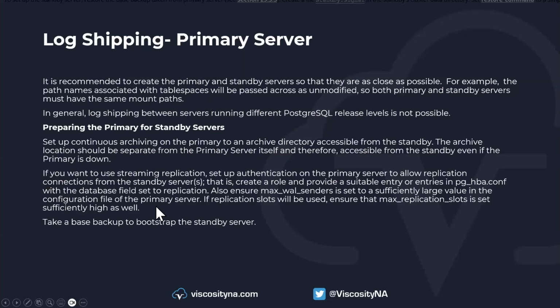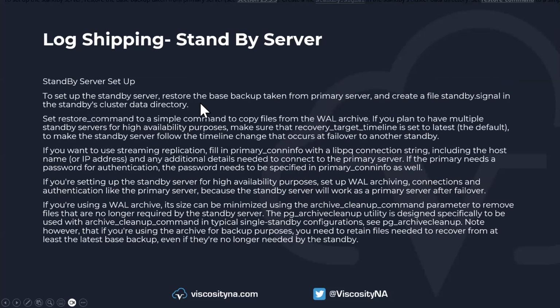If you want to use streaming replication, set up authentication on the primary server to allow replication connections from the standby. That is, create a role and provide suitable entries in the pg_hba.conf file with the database field set to replication, like we previously did. Also, as we've talked about, ensure max_wal_senders, which we uncommented in previous slides, is set to a sufficiently large number in the configuration file on the primary server. If replication slots will be used, ensure that max_replication_slots is set to a sufficiently high level as well. And then you take a base backup to bootstrap the standby server and you restore over there.